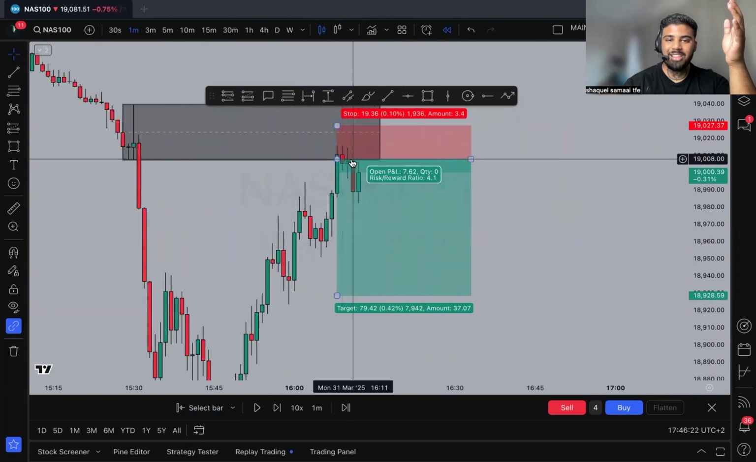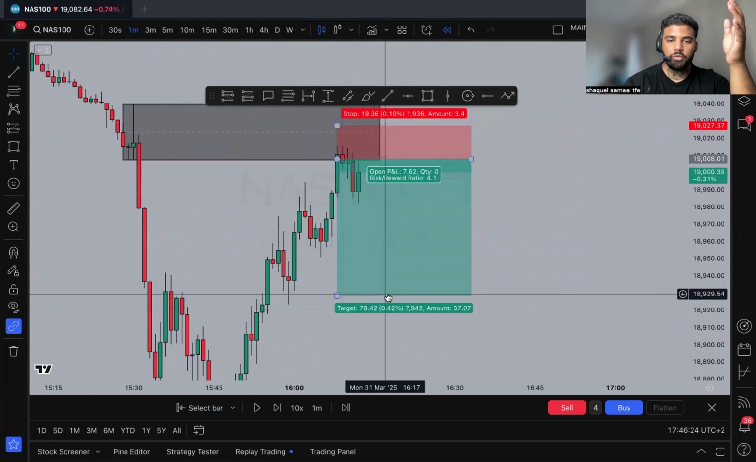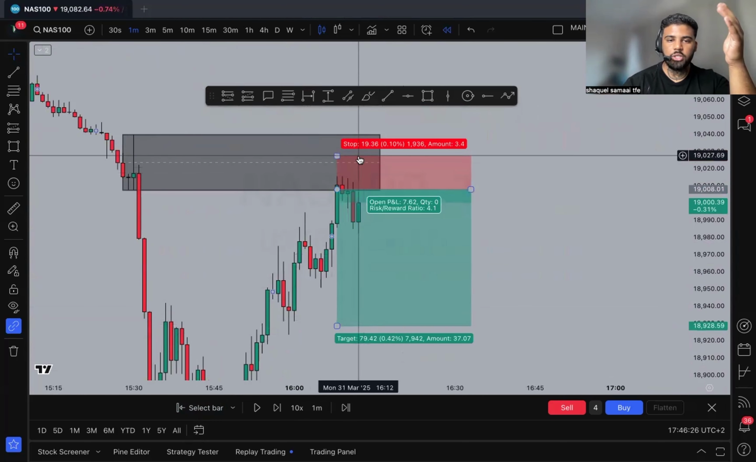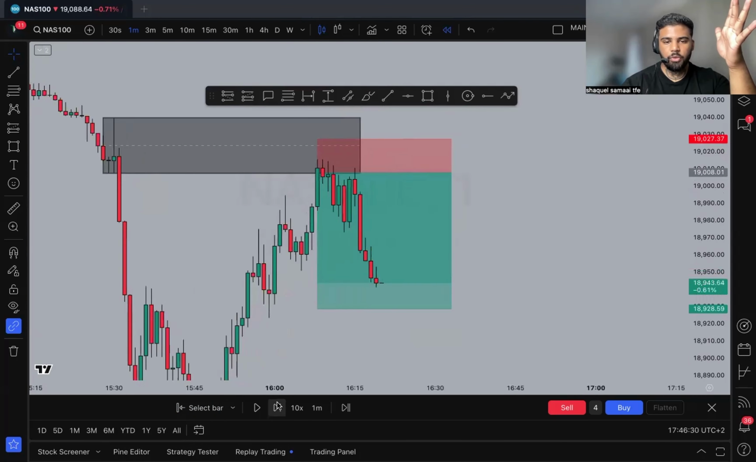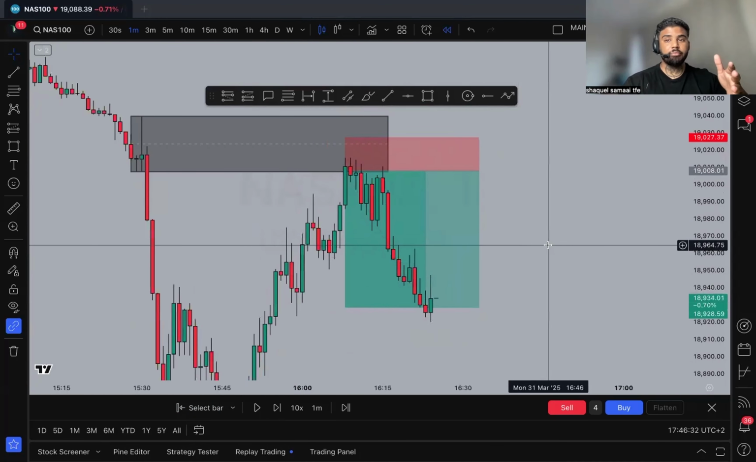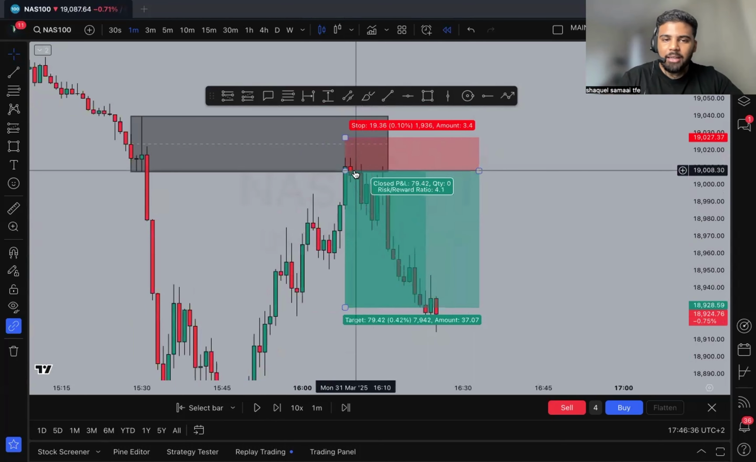You see that there? There you entered. You can see 1:4 is right over here. Stop loss right over there, just in the middle of the box, and you take it for 1:4. Very clean. Look at that. Super, super clean.